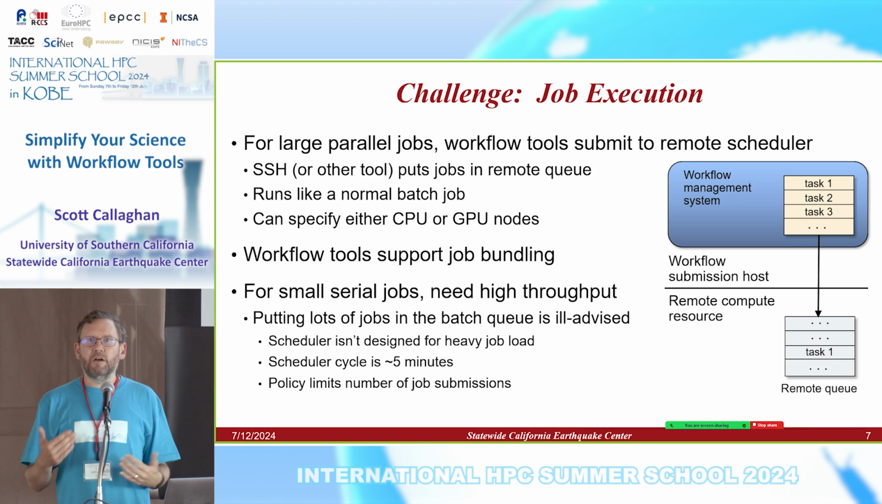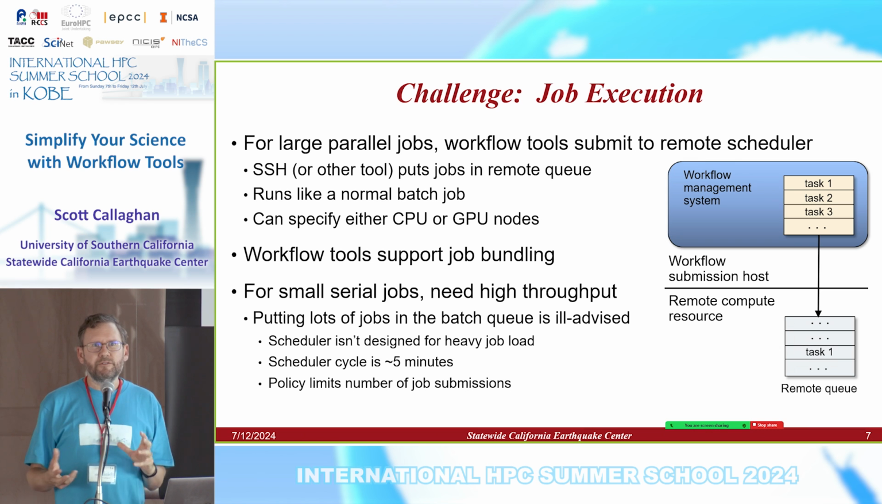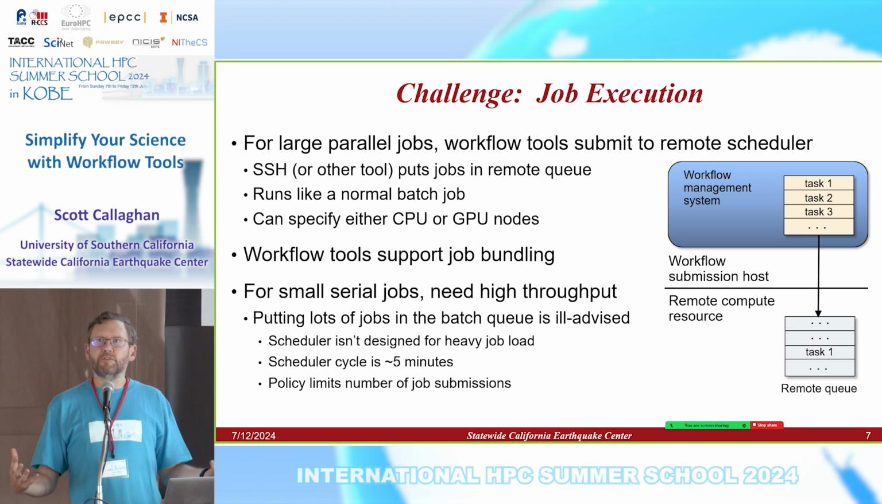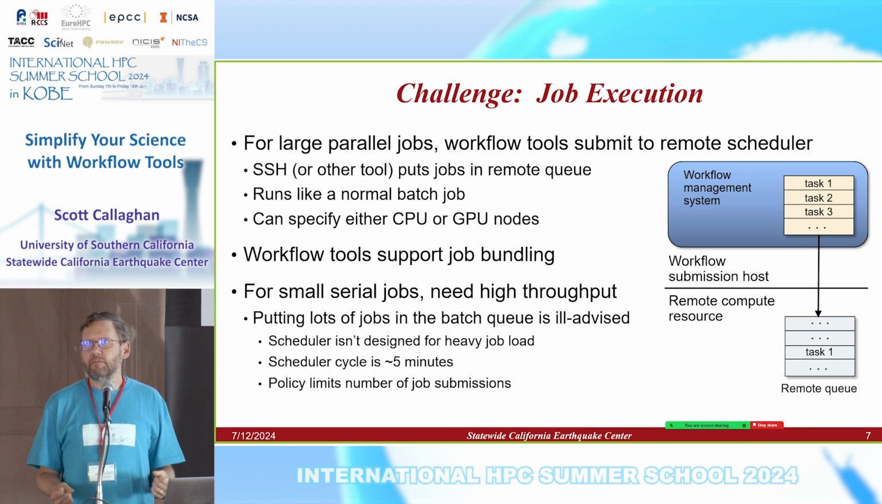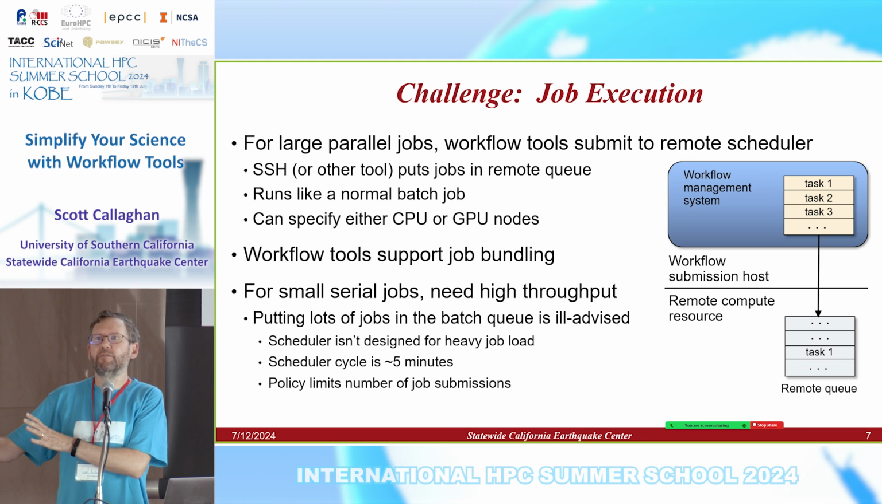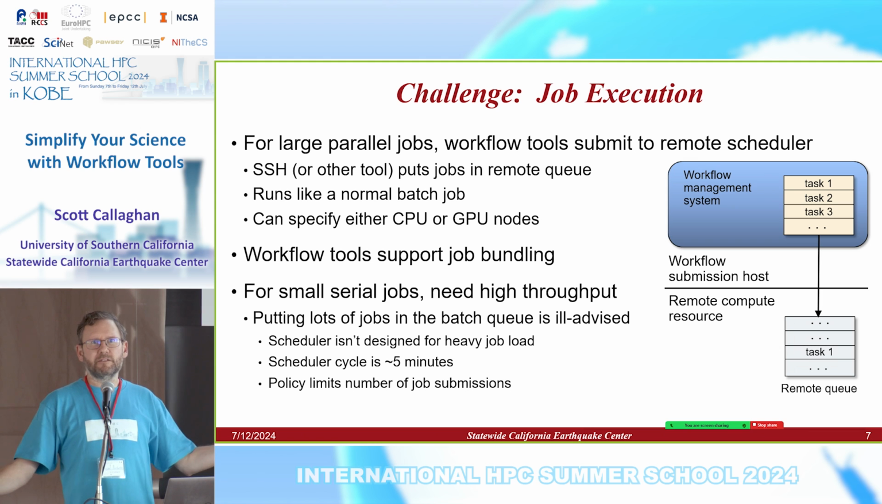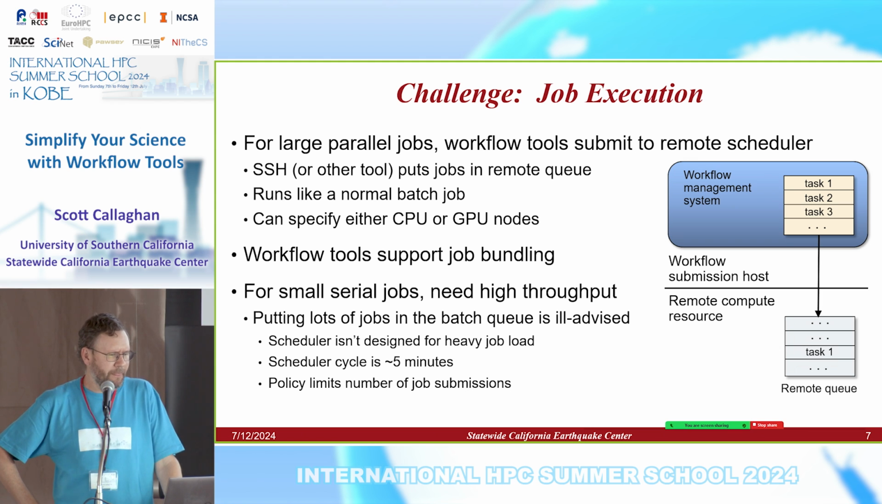The workflow tools will also support fancy knobs and dials you can turn. For instance, let's say that you have 10-node jobs that you're running. You could use the workflow tools to bundle them all, say you have 20 of them, to bundle these 20 10-node jobs into one single 200-node job. Sometimes, depending on the system you're running on and the scheduler policies, you can get better throughput if you take small jobs and bundle them into large jobs. We've had a lot of success with our workflows doing this.